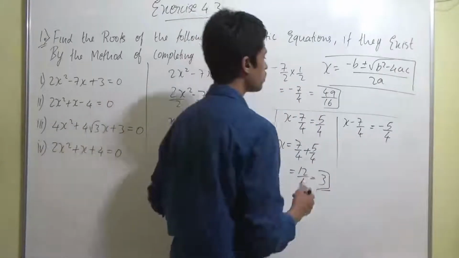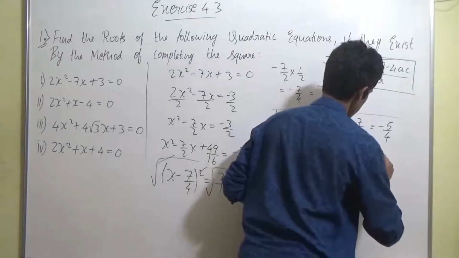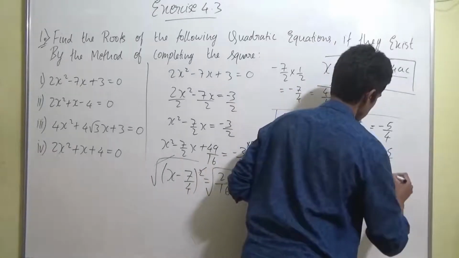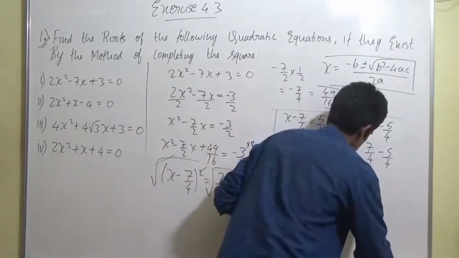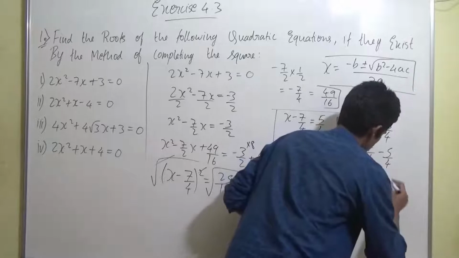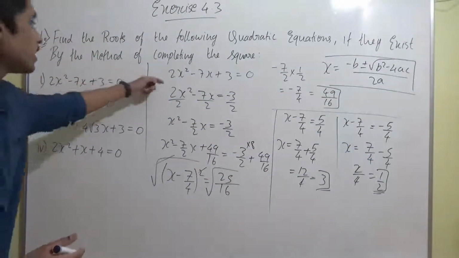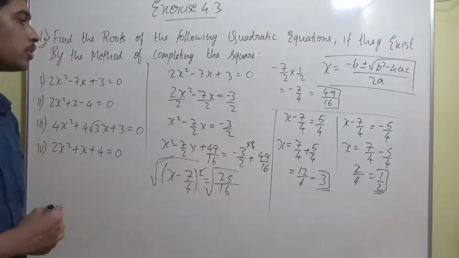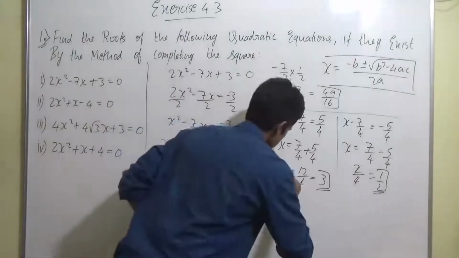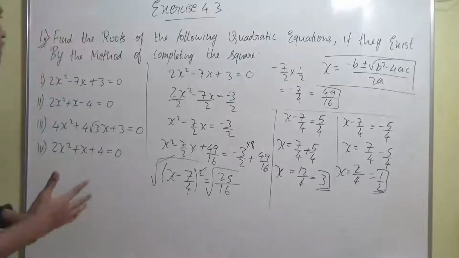Getting it? Now here what we'll do, we'll take this to RHS. It will become 7 by 4 minus 5 by 4. 7 by 4 minus 5 by 4 will become 2 by 4. 2 by 4 is 1 by 2. So the solution of this quadratic equation is 3 and half. 3 and 1 by 2 is the solution of this quadratic equation. Getting it, guys? That's it, guys.